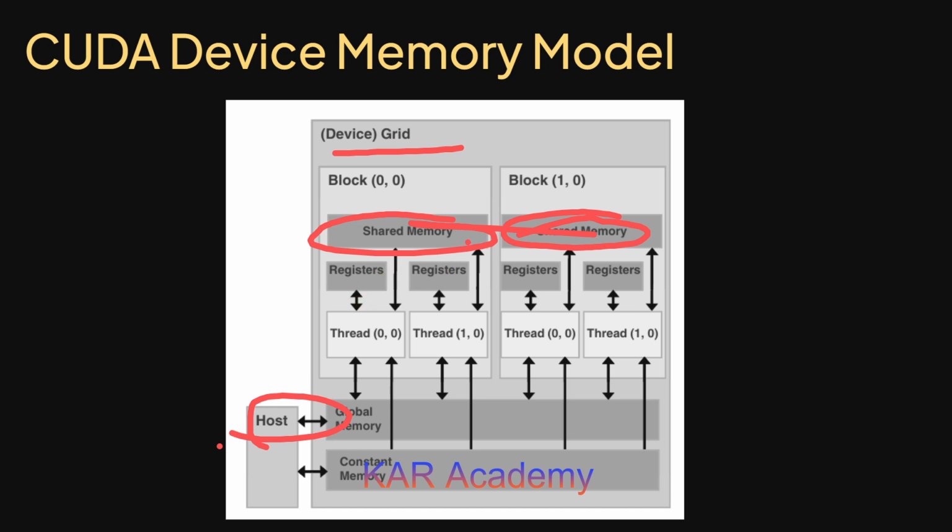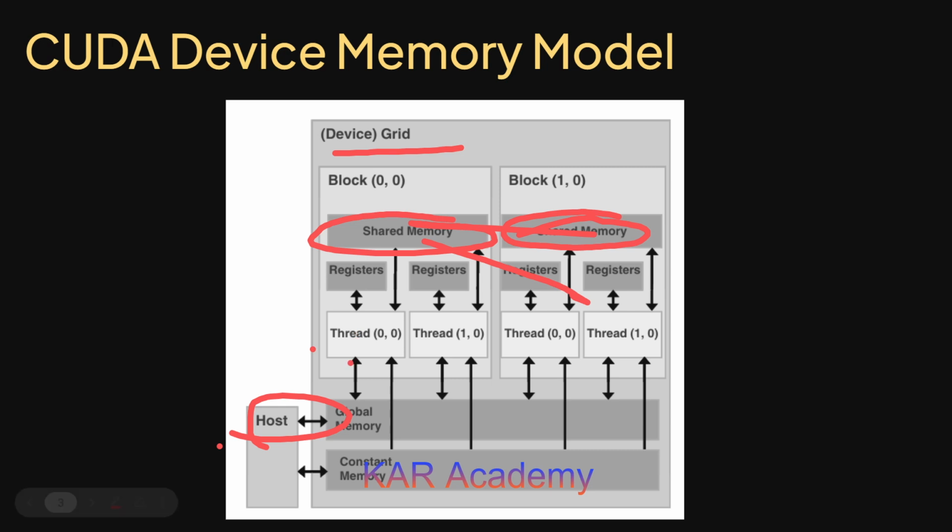So this shared memory is basically used by all the threads in the block. Let's say the block has n threads, all n threads can access the shared memory, but the shared memory cannot be accessed by the threads in other blocks. For example, this thread cannot access the shared memory of block 00. So thread 00 of block 00 can only access the shared memory of block 00.